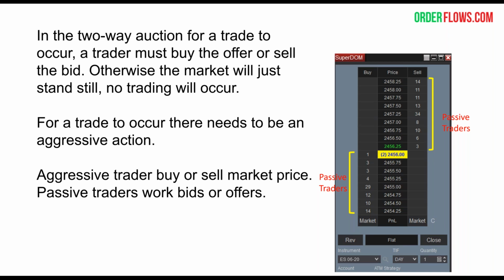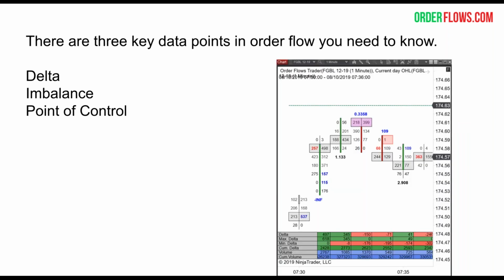And once you understand how trading works, then you can start to understand order flow. There are three key data points in order flow that you need to know: delta, imbalance, and point of control. This chart here is an order flow footprint chart. It takes all that information that you just saw on the DOM when a trade occurs and puts it into a nice, easy to read format. From that format, it generates other pieces of information, which I will go through.